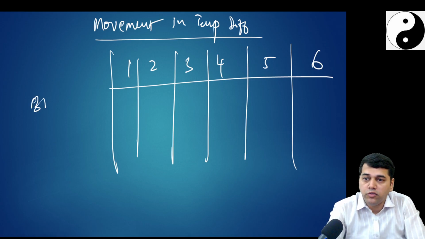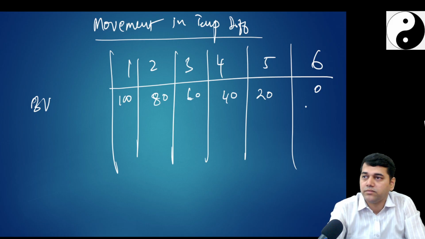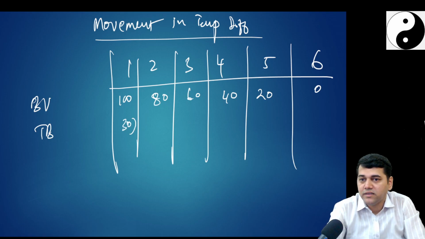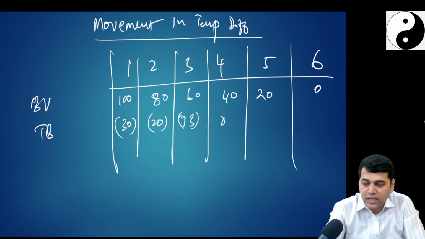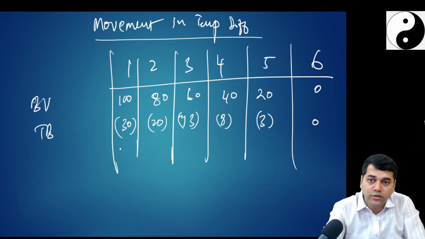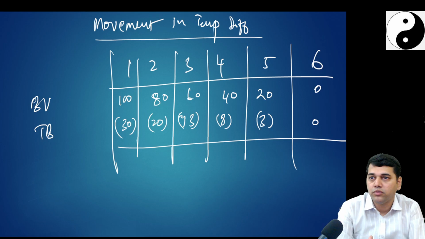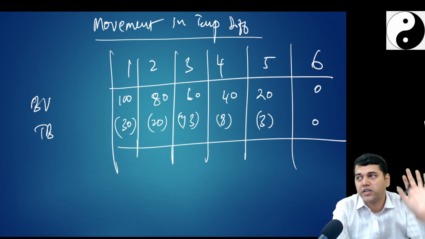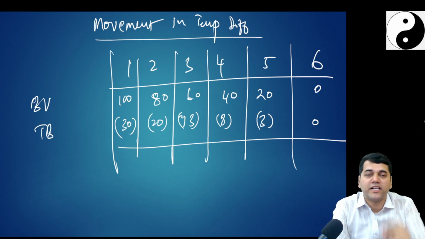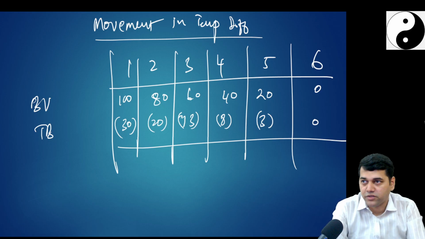So what is your book value? 100. Then second year, 80. Third year, 60, 40, 20, 0. What is your tax base? 30, 20, 13, 8, 3, 0. You understood? Now you see very clearly. In the balance sheet at the end of the year, what is your book value? It is nothing but gross block minus accumulated depreciation. At the end of the year, what is your tax base? This is my tax base after tax depreciation.